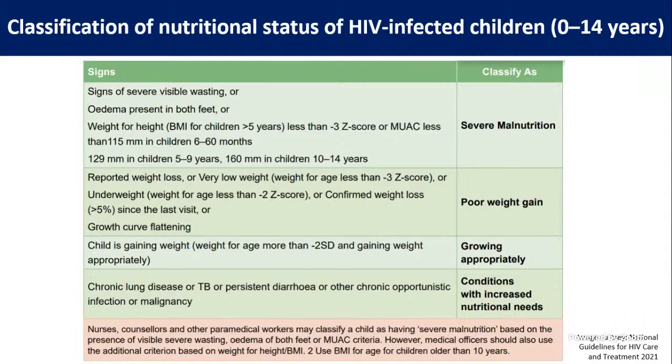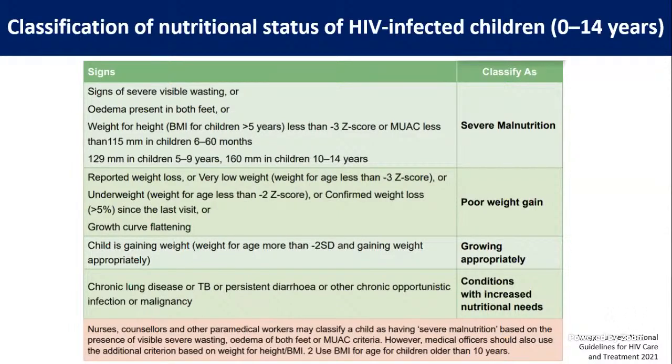then he is growing appropriately. Okay. And fourthly, if a child, in addition to HIV, has any other opportunistic infections, especially long-standing infection like TB, persistent diarrhea, or chronic lung disease, or an associated malignancy, all these conditions further increase the nutritional needs of a child, and this should also be identified.